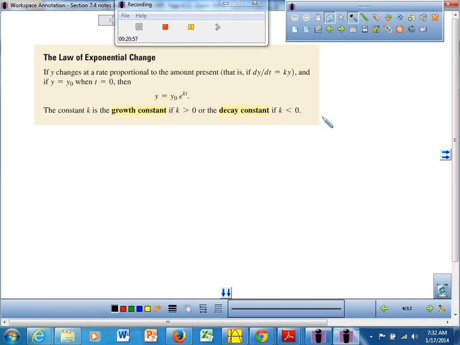All right, let's see what else we have. So this is exactly what we just derived. The law of exponential change says if y changes at a rate proportional to the amount present, and if y equals y sub 0 and t equals 0, then we get y equals y sub 0 e to the kt. k is called the growth constant if k is greater than 0, the decay constant if k is less.